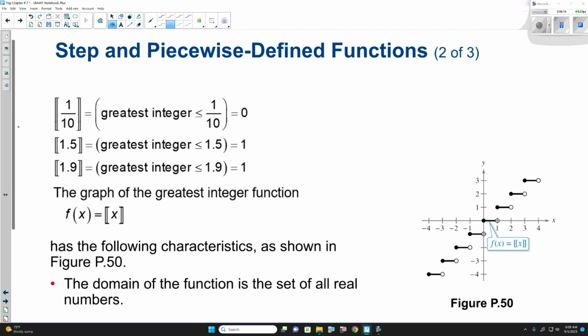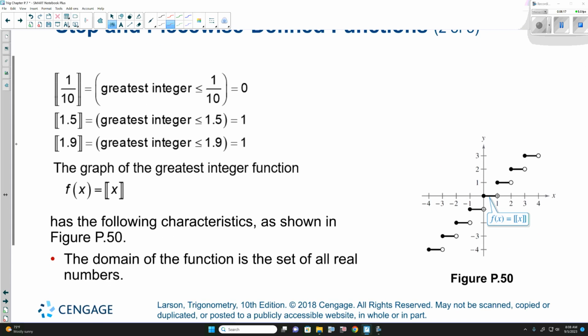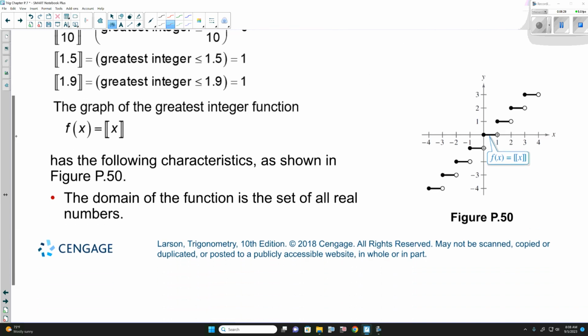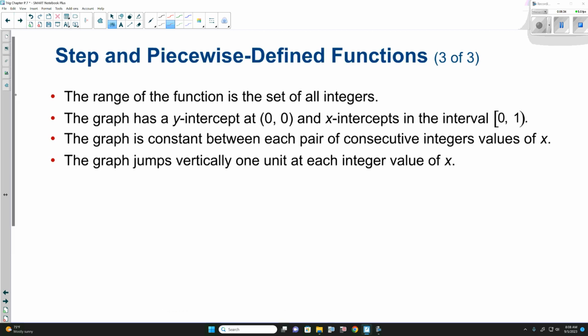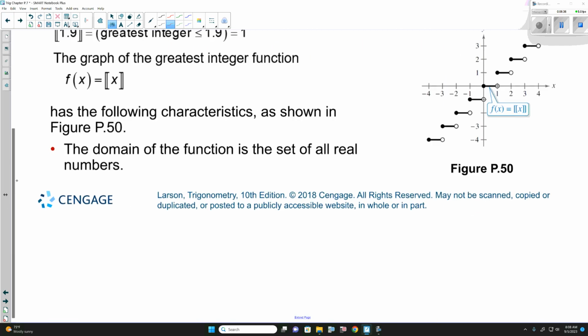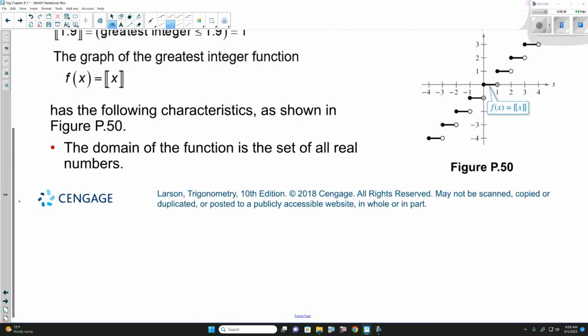Now when we look at these others here, 1/10. Well, the greatest integer less than or equal to 1/10 is 0. 1.5 would be 1. 1.9 is still 1. And this is what we have here. Now, interestingly enough, the domain of the function is the set of all real numbers. The range is the set of all integers, because we don't have decimals on the range. Does this make sense?